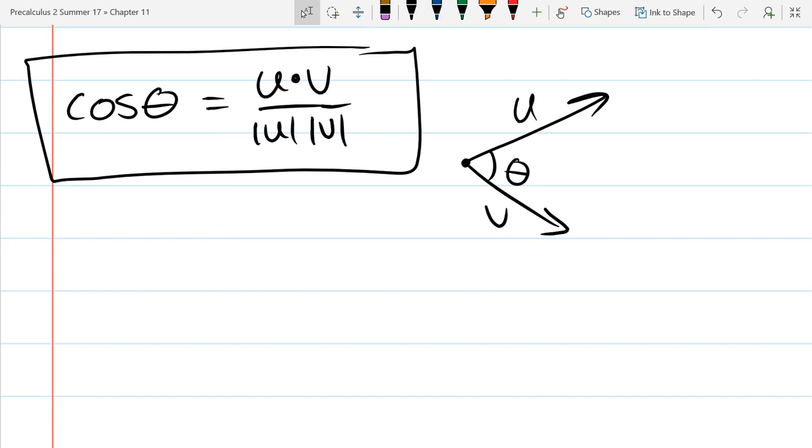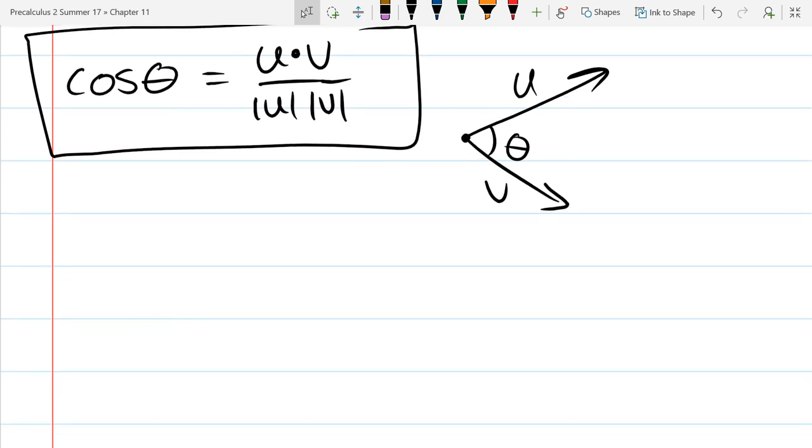I just drew it for you. And in 3 dimensions, the u and the v don't have to be on the same plane. Just think of your first and second finger and point them in any 2 directions you want. No matter where you point them, there is an angle between them, and that could be measured. So we're going to go ahead and compute an angle between 2 vectors using this formula.